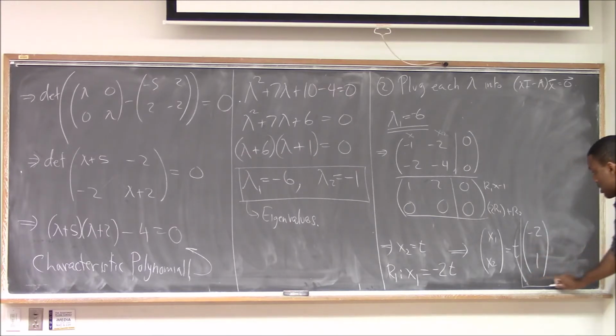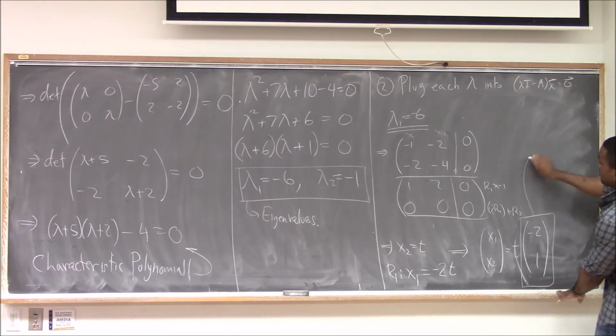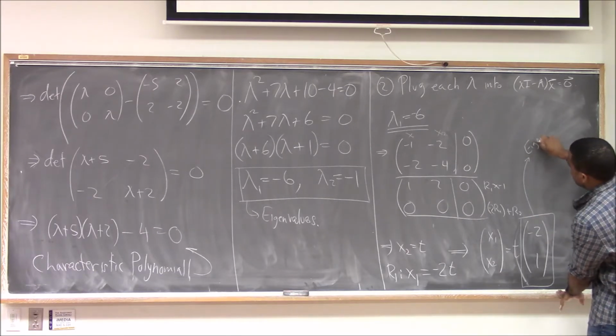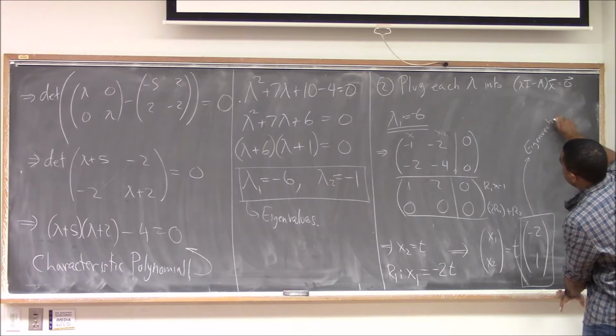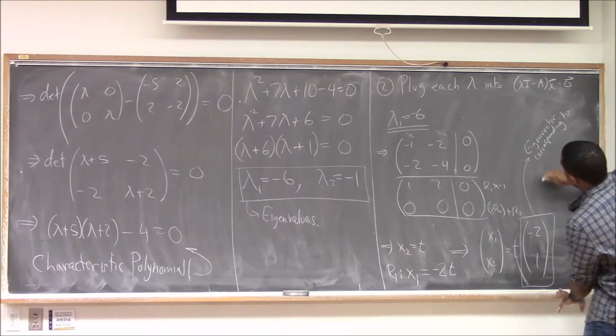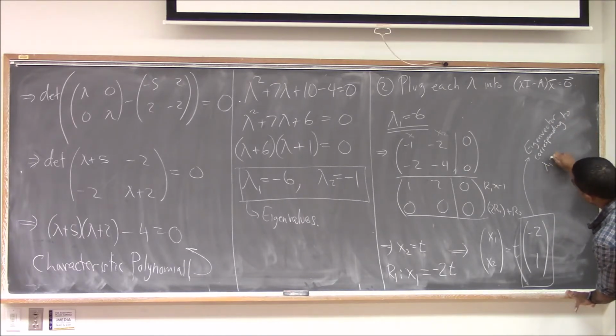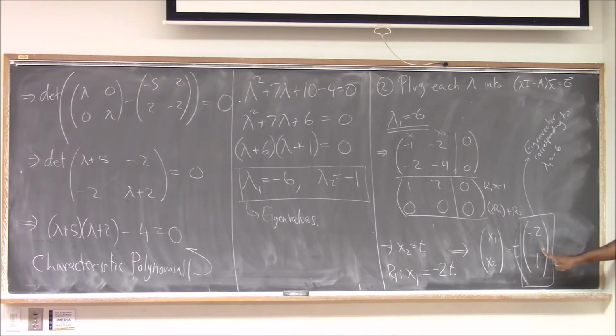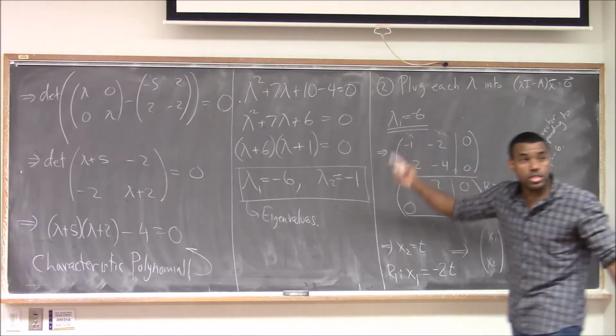And this guy here is the corresponding eigenvector. It's the eigenvector corresponding to lambda 1 equals minus 6. It means any vector in your plane that is this guy, or a scalar multiple of this guy, multiplying by the original matrix is going to stretch it by a factor of negative 6.